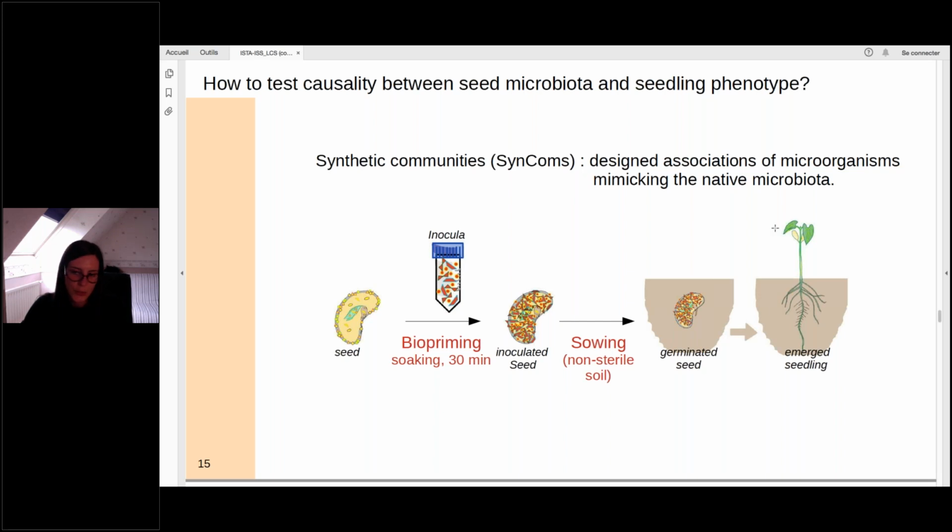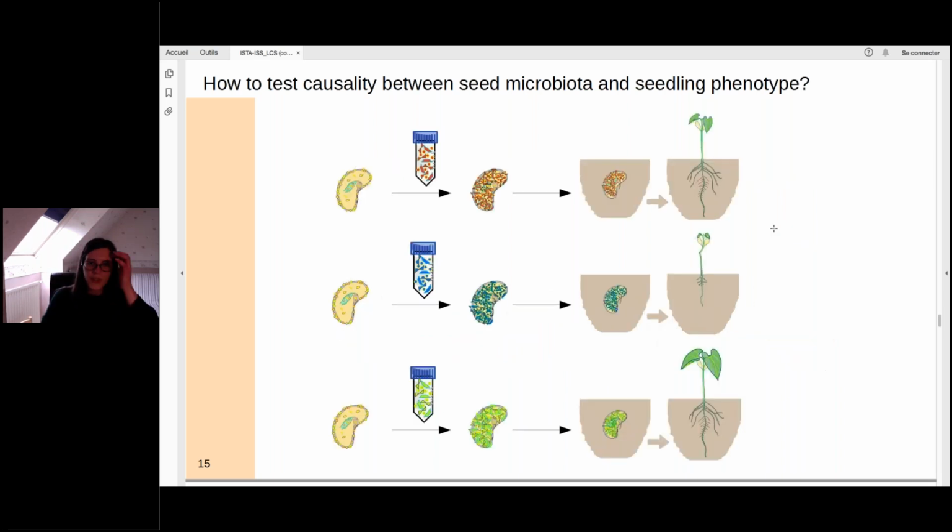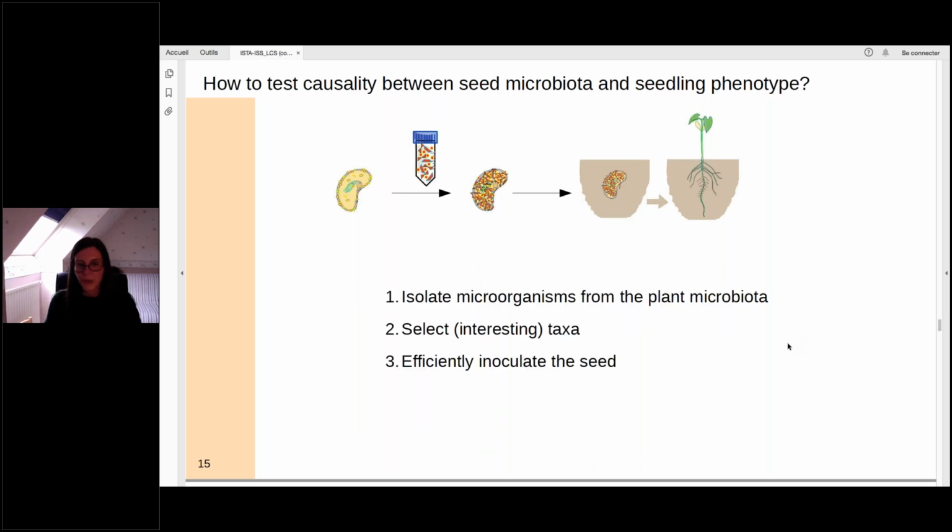To design those synthetic communities, there are a few steps to proceed. Okay, just before, sorry. We do that with many different synthetic communities in order to link the presence of some strains or some associations of strains with the seedling phenotype, either normal, above, abnormal, in the middle, or enhanced, in the bottom. Okay, to design the synthetic communities, we've got a few steps to follow. First, we need to isolate microorganisms from the plant microbiota. We need to select taxa that might be interesting, that can enhance the seedling phenotype, for example, and we need to efficiently inoculate the seeds.